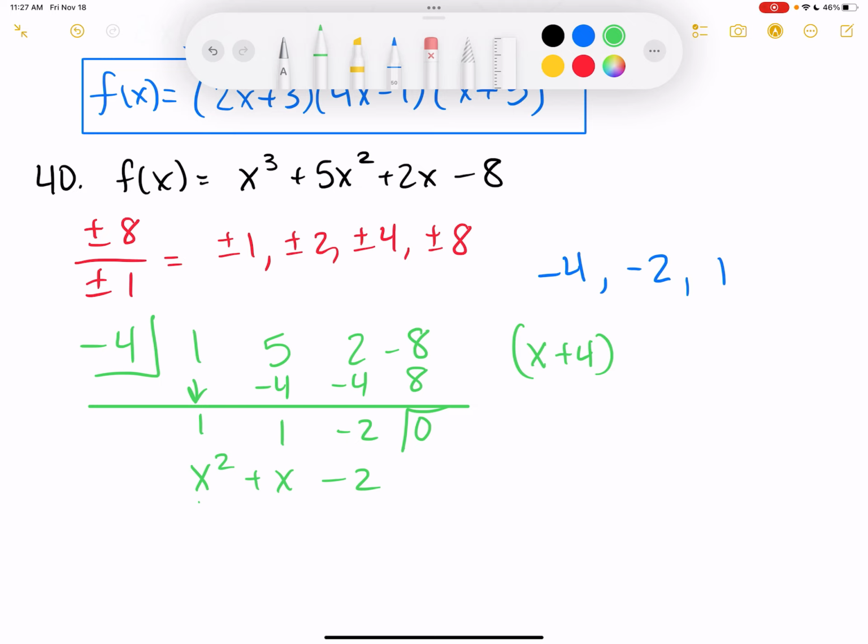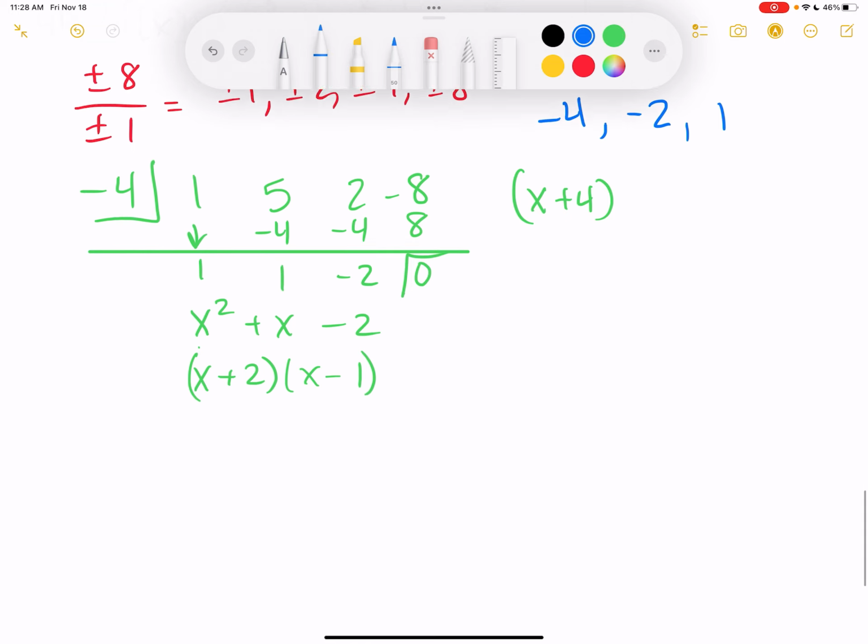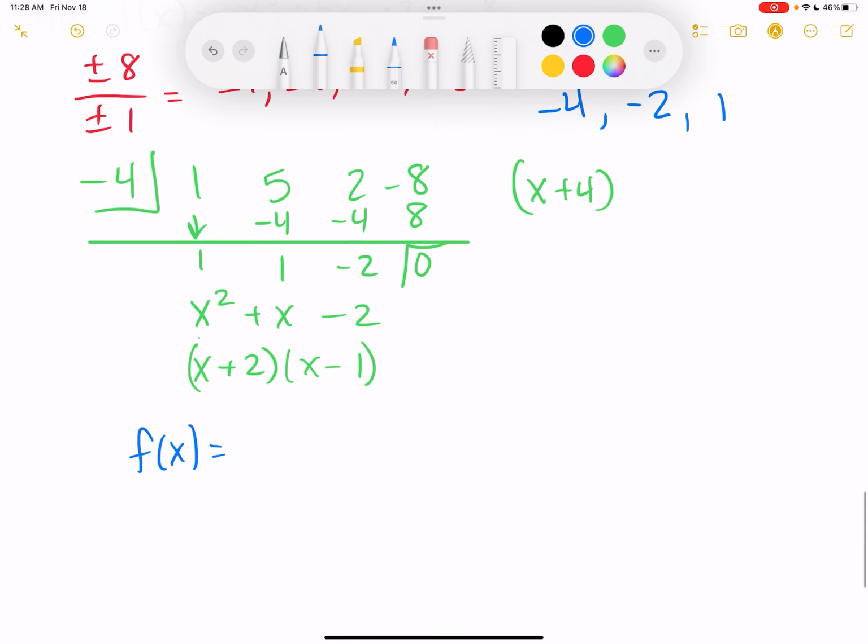If it's something this simple, I would honestly just factor it. So factors of -2 that give you 1: +2 and -1. So x plus 2 and x minus 1. That means when we set these equal to 0, x equals -2, which is one that we thought, and x equals 1, which is another one that we thought. So our linear factorization would be f of x equals x plus 4 times x plus 2 times x minus 1.